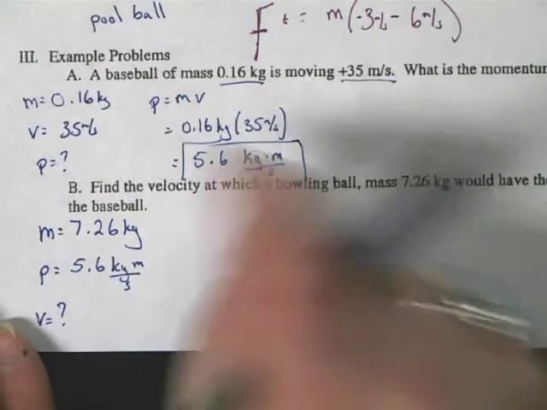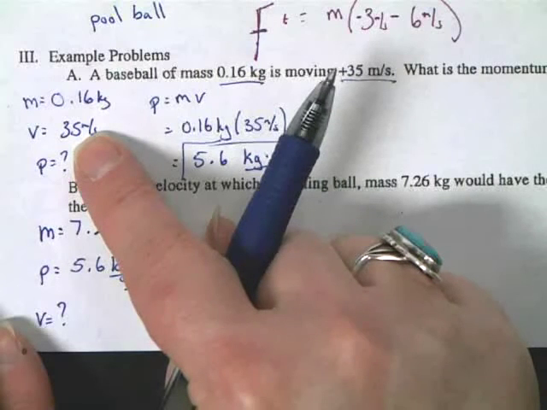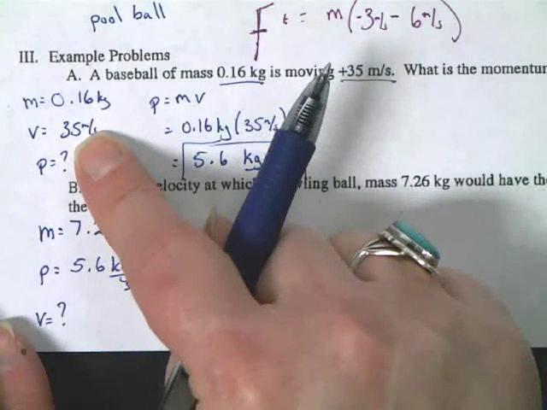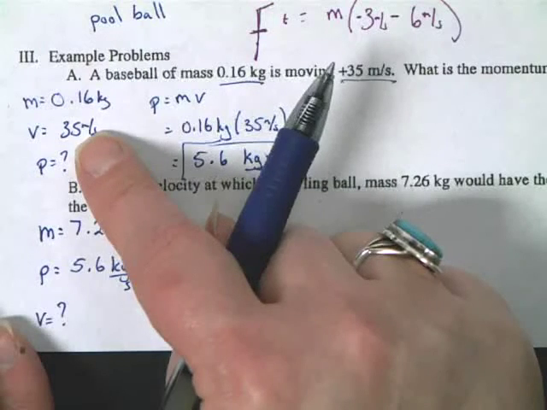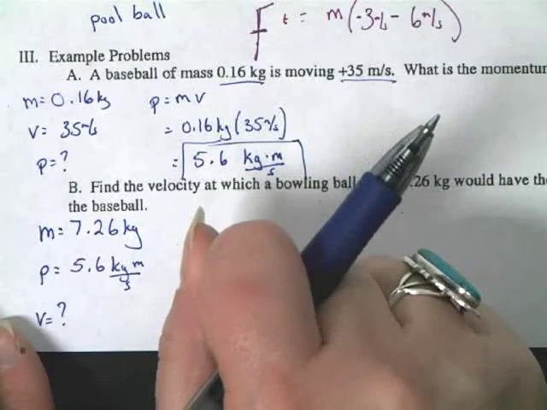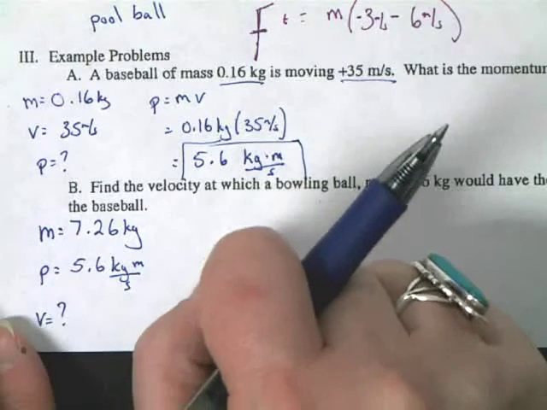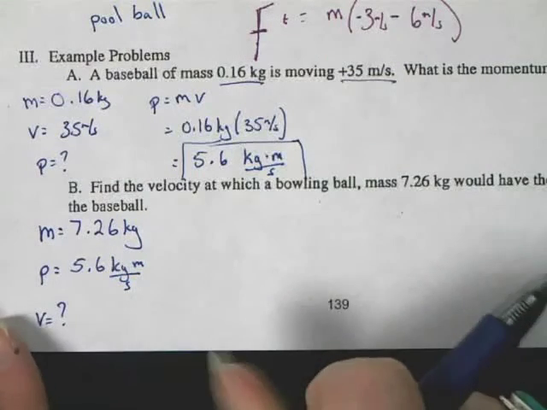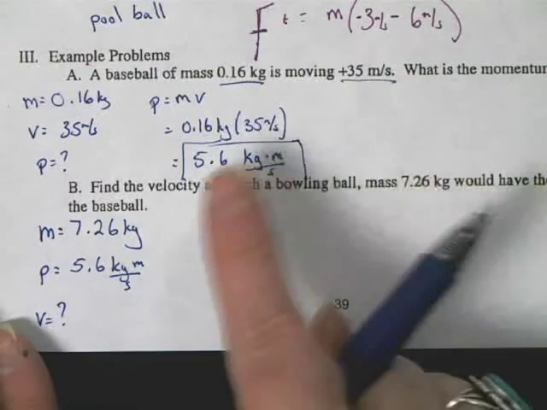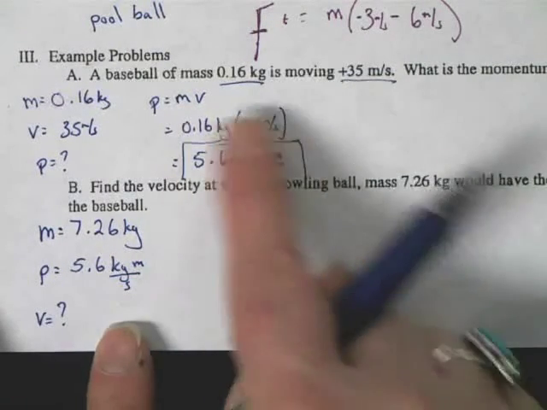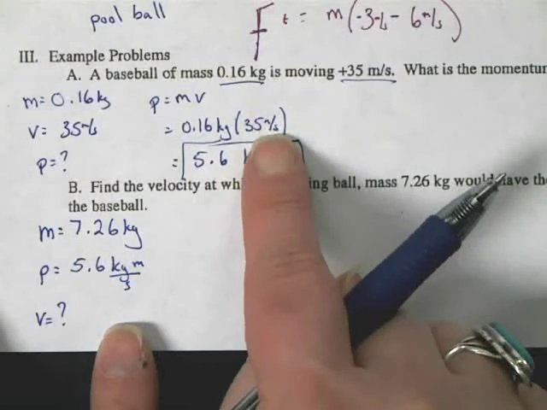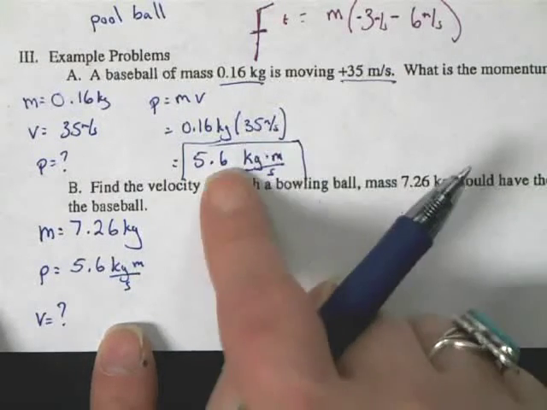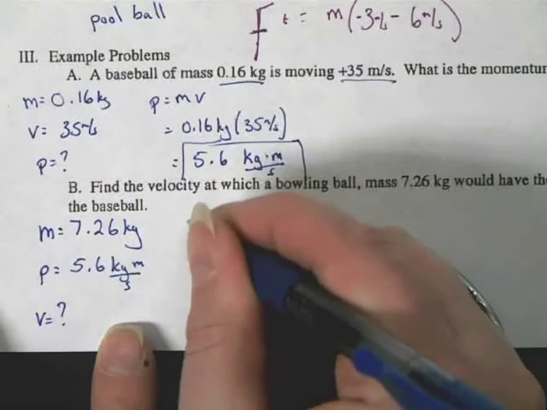Okay. And they're asking us for the speed of the bowling ball. So take a moment before we start solving this. Would we expect the bowling ball with a much larger mass to have a greater velocity than the baseball, an equal velocity as the baseball, or a smaller velocity as the baseball? Class, what do you think? Smaller. So it is going to be smaller.